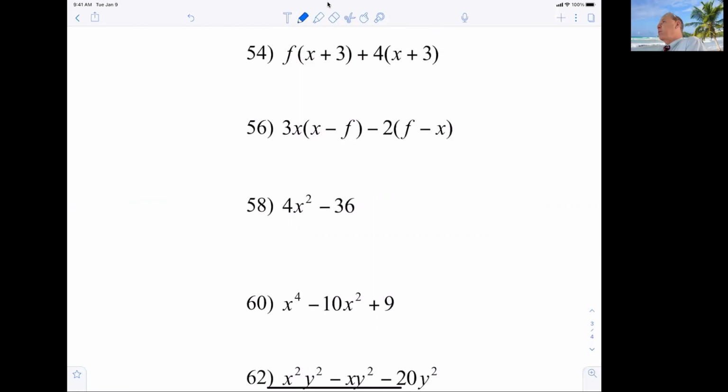So today we're going to be, it's called factoring completely, which just basically means you factor out the GCF and then you factor out the quadratic. All right. So in this one, this is just an old problem here. So you factor out the what? You factor out the x plus 3, and then you're left with f plus 4.